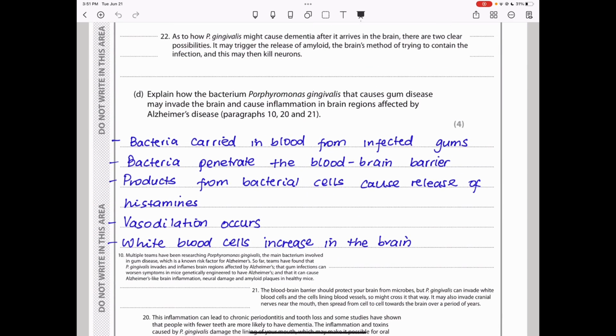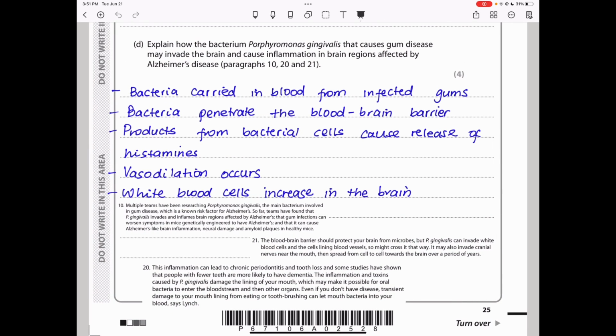So the next question says, explain how the bacterium Porphyromonas gingivalis that causes gum disease may invade the brain and cause inflammation in brain regions affected by Alzheimer's disease. So here they are referring us to paragraph 10, 20, and 21. I tried to put them here. They're really big, but I tried to squeeze them in here so that we don't have to go back to the scientific article every time we want to read.